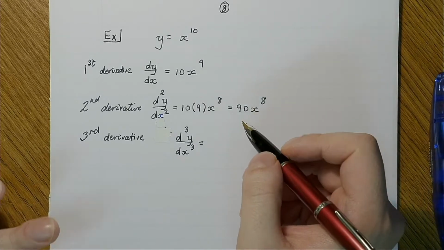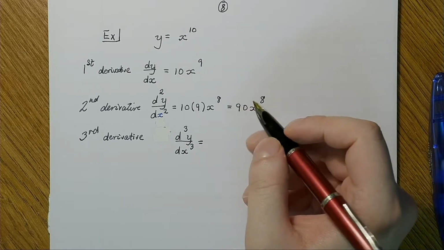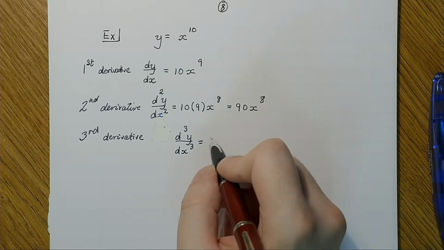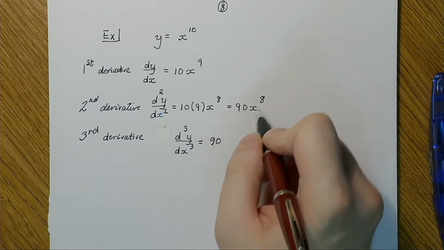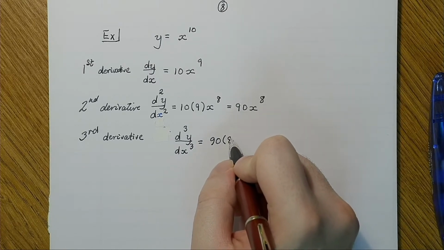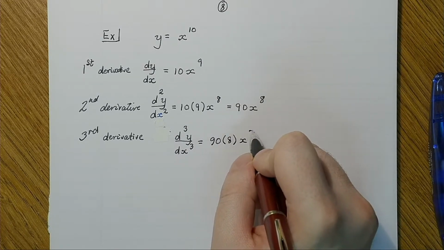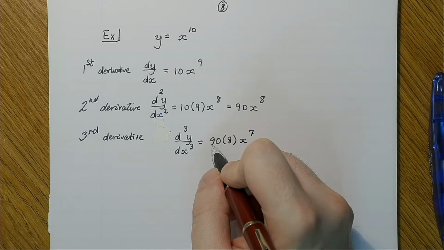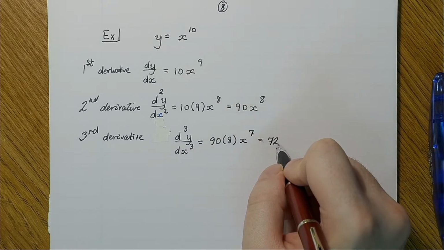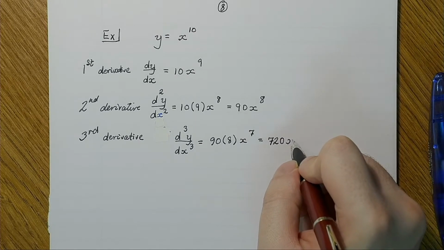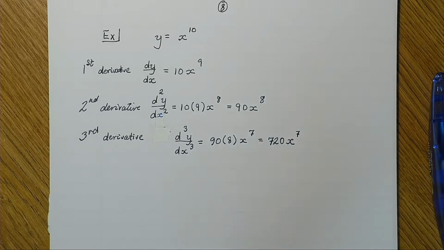So same idea. We have 9x^8, and then the 8 comes down in front: 8x to the 7th. 9 times 8 is 72, plus the 0 placeholder, x to the 7th. And you can keep going to the 4th, the 5th.